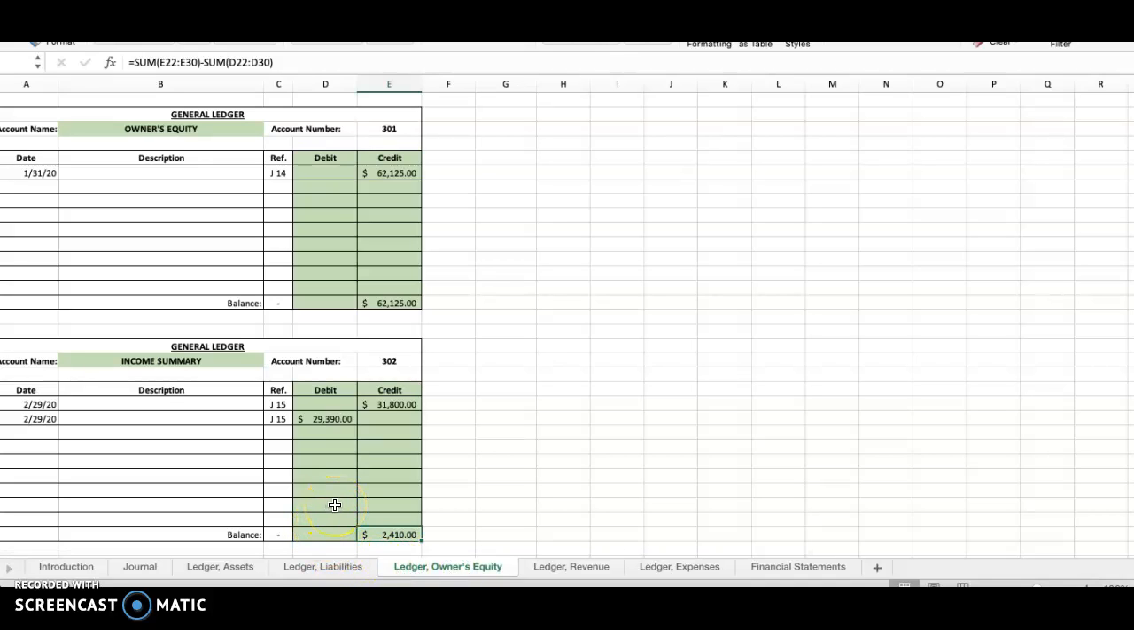So we have taken literally the money out of sales and put it into Income Summary. We've literally taken the money out of the 3 expense accounts and put that total of those 3 expenses into Income Summary, and we now have a credit balance of 2410.